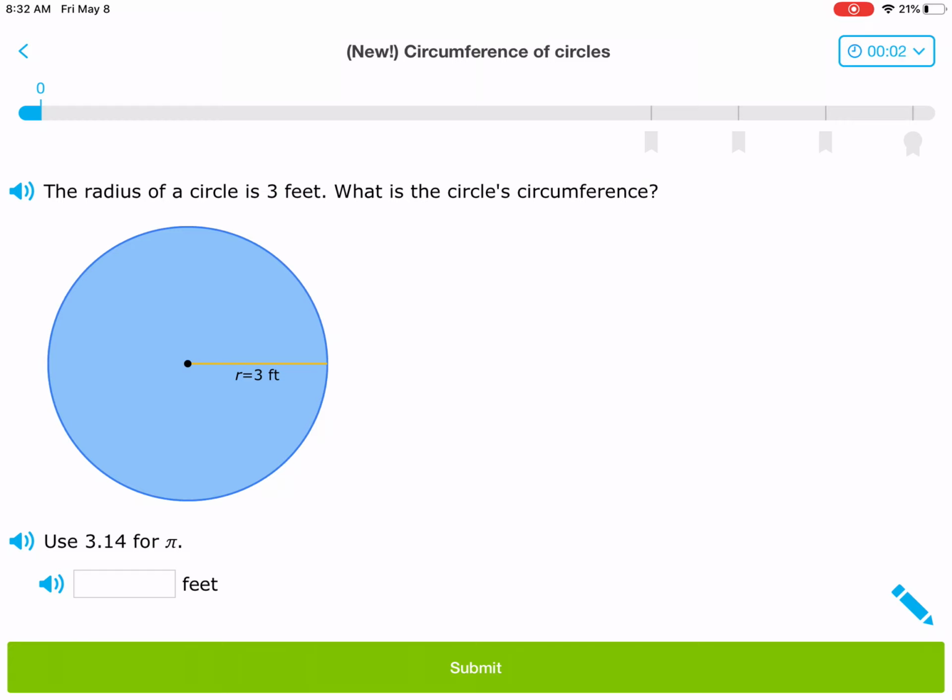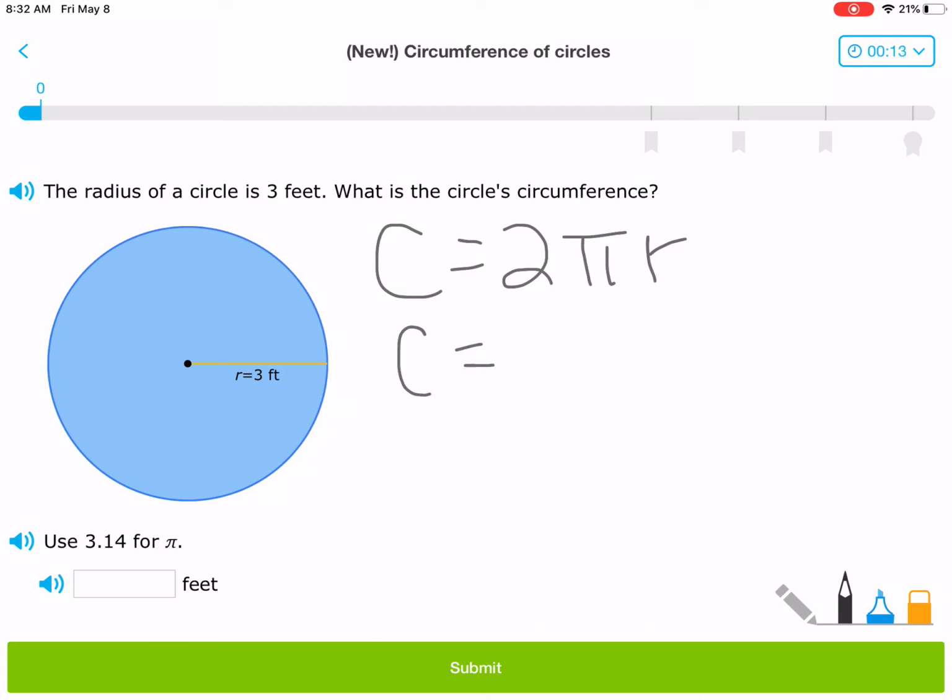Now the circumference can be found two different ways. The circumference can be 2 times pi times the radius, or the circumference can be the diameter times pi. So why do you think it can be the diameter times pi? Because 2 times the radius is how much? If I had another radius going this way, that would be our diameter. Does that make sense?